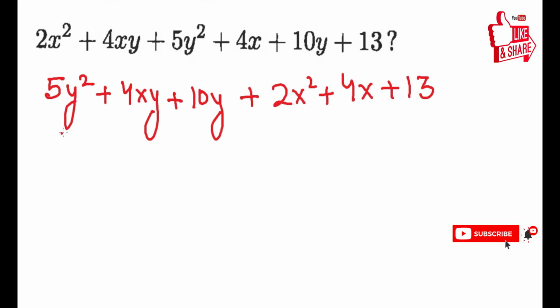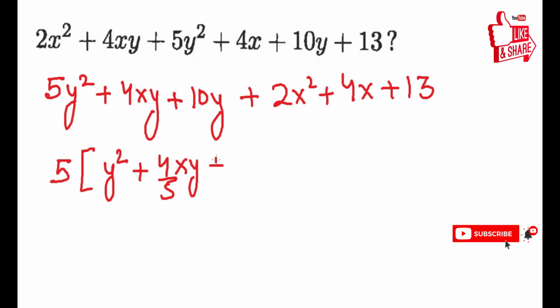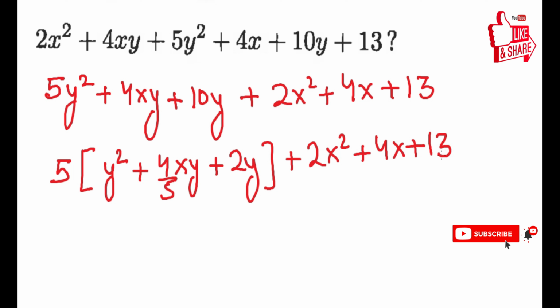Now let's do something here. What are we getting common in this? I think we are getting 5 common, if you want. So taking 5 out common, we get y square plus 4 by 5 xy plus 2y, plus 2x square plus 4x plus 13 remains the same.